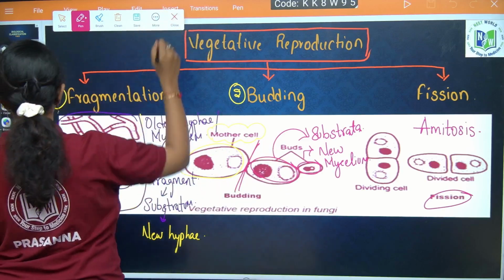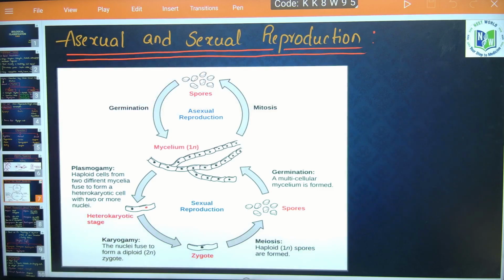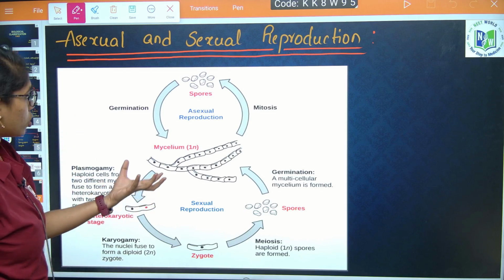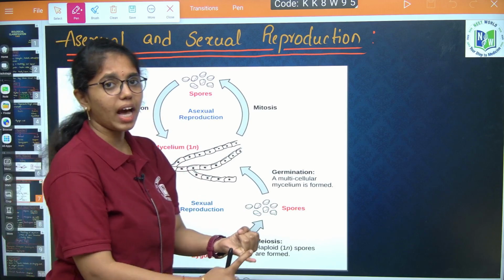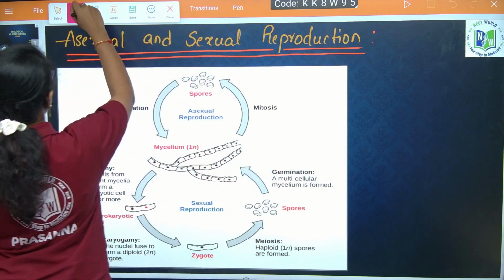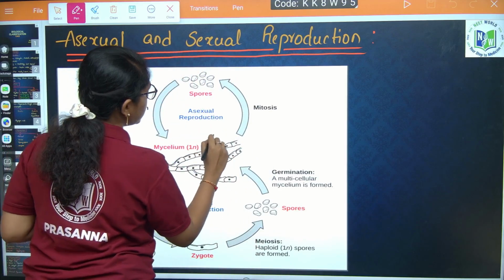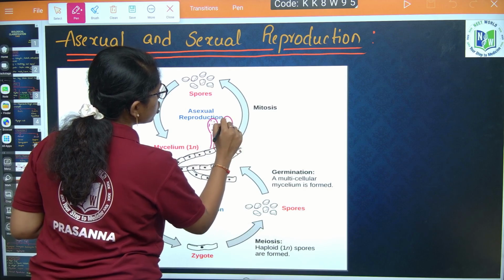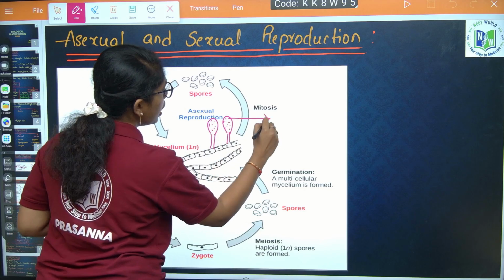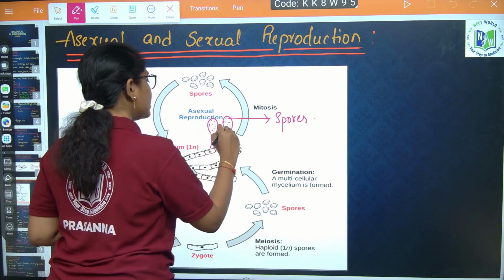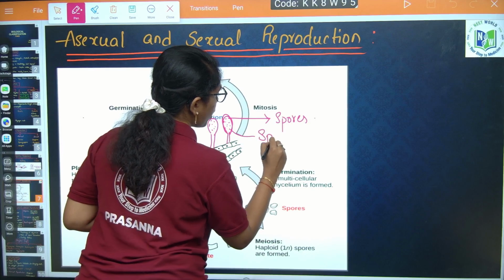Next, if you see asexual and sexual reproduction of fungi in general, I told you there are different types of spores. In asexual reproduction we have conidia, sporangiospores, zoospores and aplanospores. The mycelium will develop fruiting bodies over it, and these fruiting bodies will release spores.